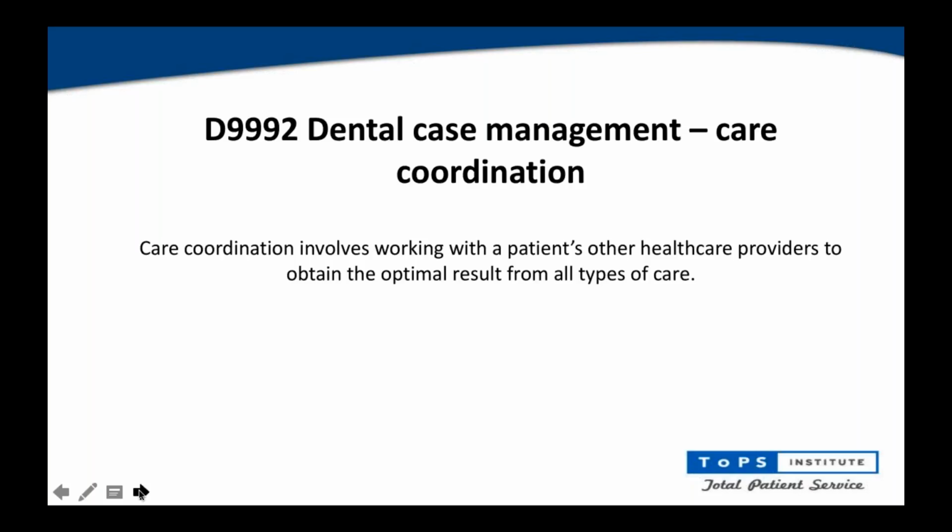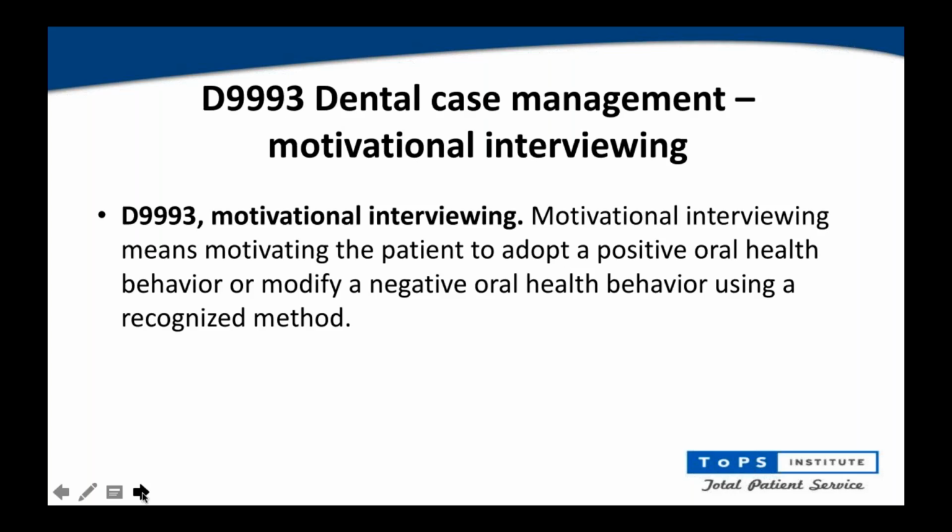Or it could be the opposite end of the spectrum, and it could be a young child that is in need of assistance and coordination. And the next code is the 9993, and it goes along with motivation and talking with the patients about possible behavioral changes to modify negative oral health behaviors.